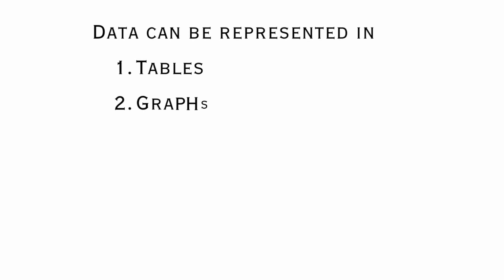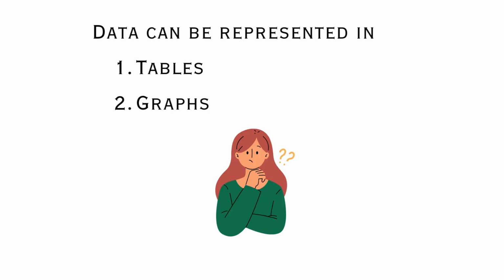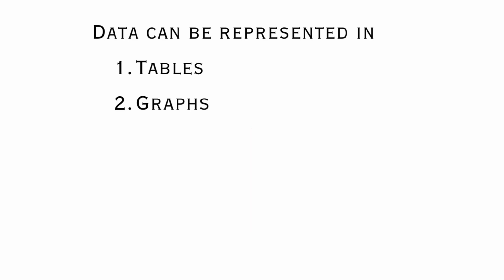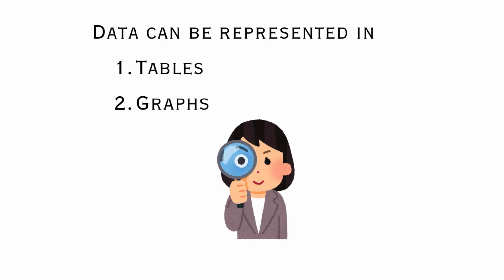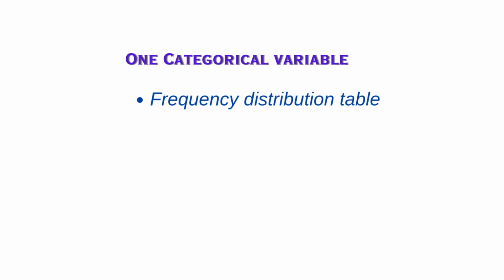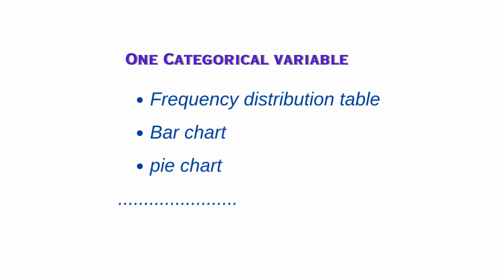Data can be represented in various tables and graphs. But which tables or graphs should I choose? We select graphs or tables based on the types of variables and the number of variables. If we have one categorical variable, then we can use frequency distribution table, bar chart, pie chart, etc. Let's discuss one by one.